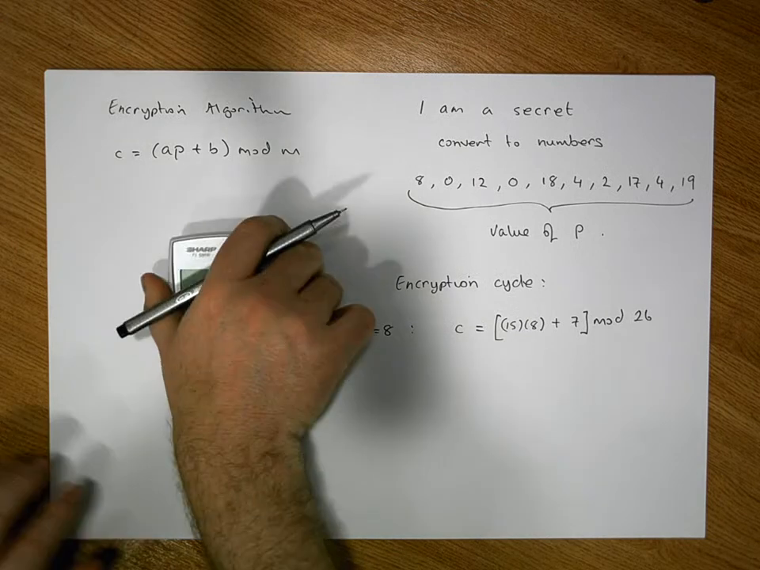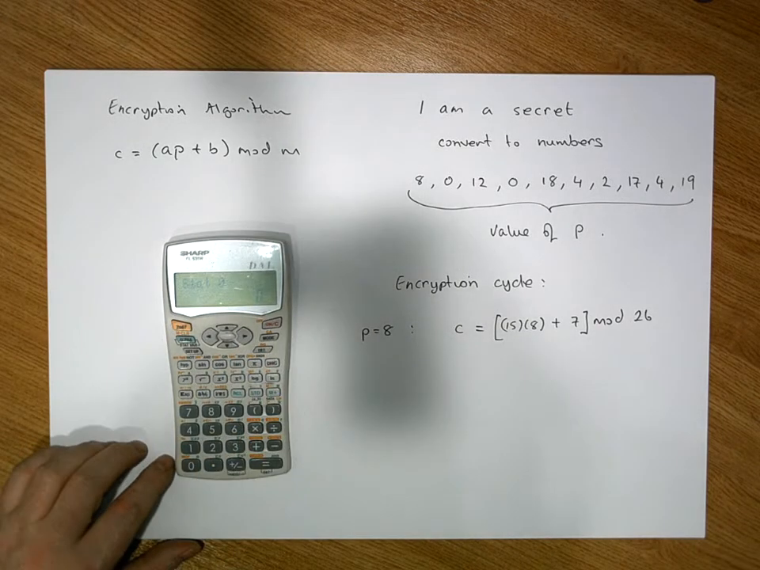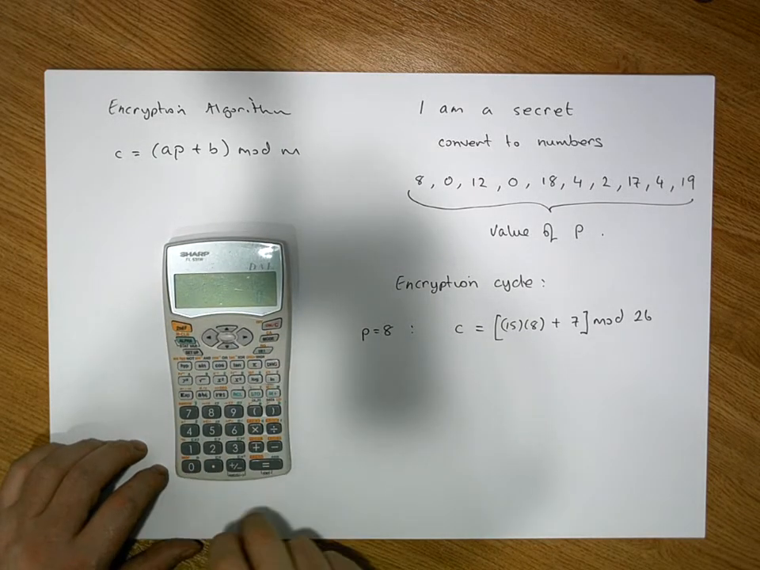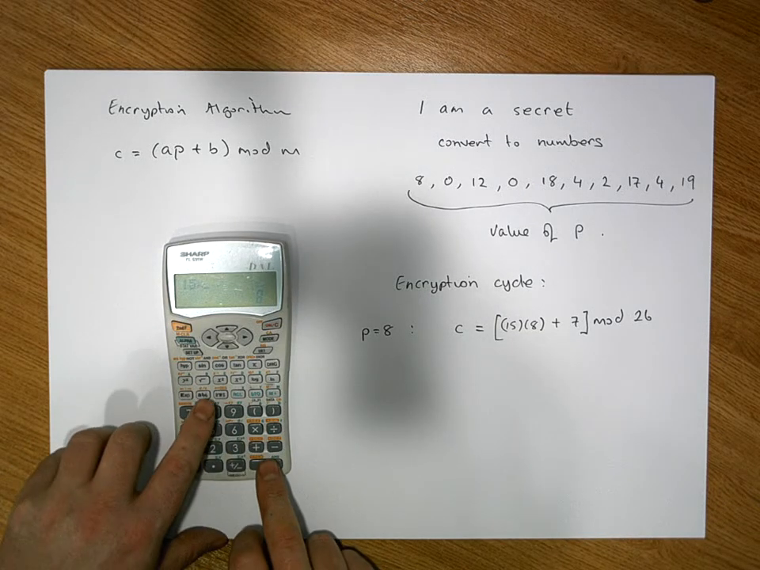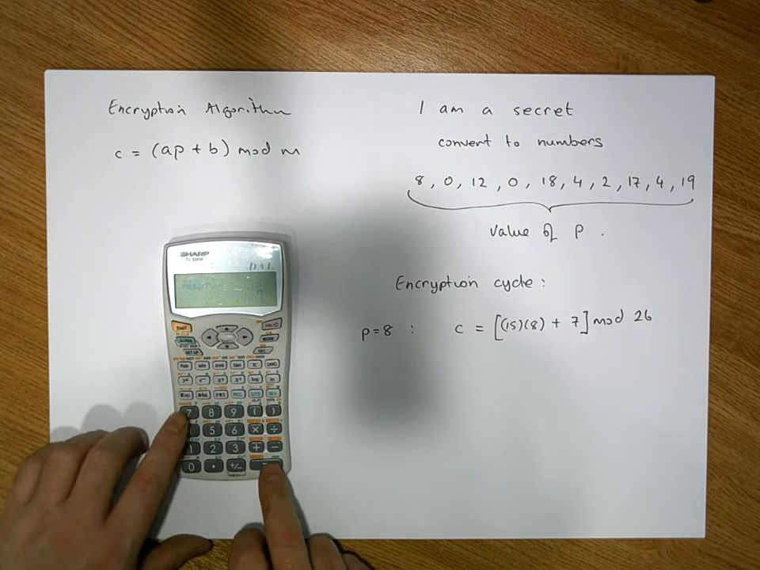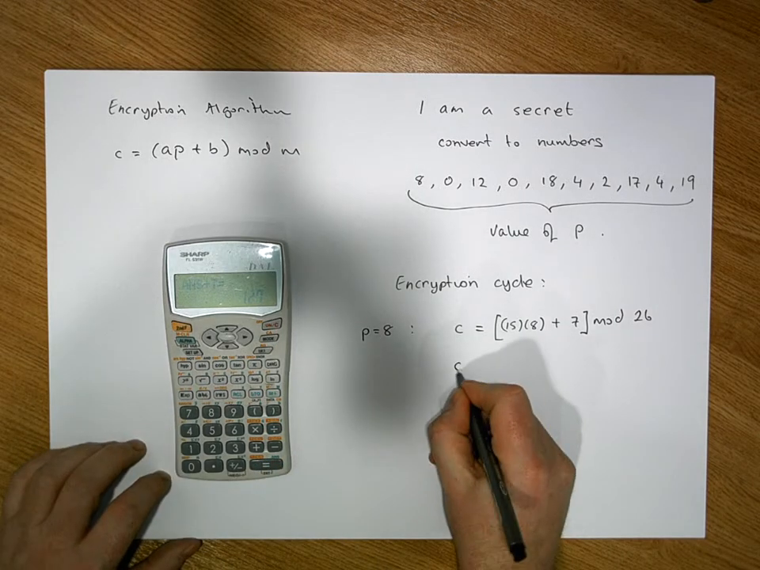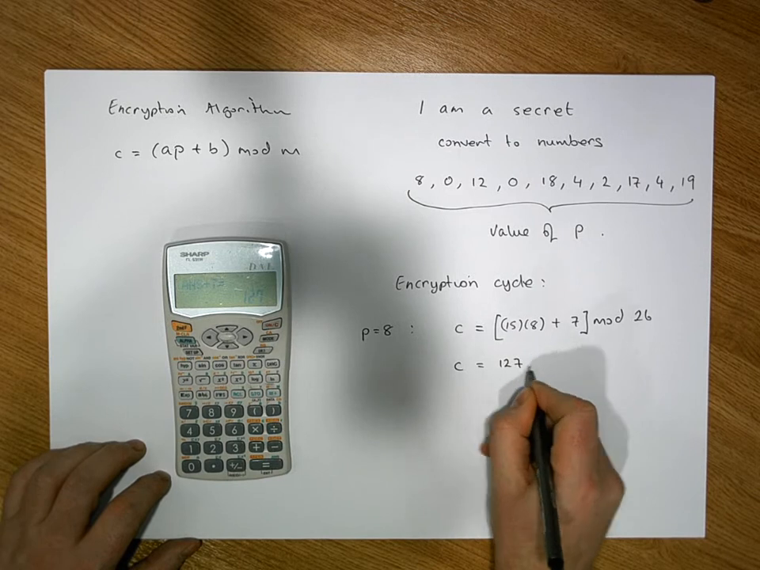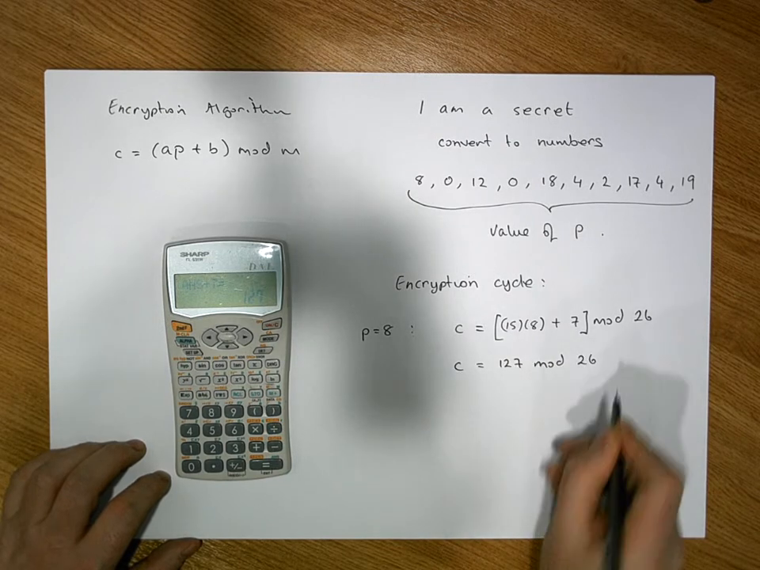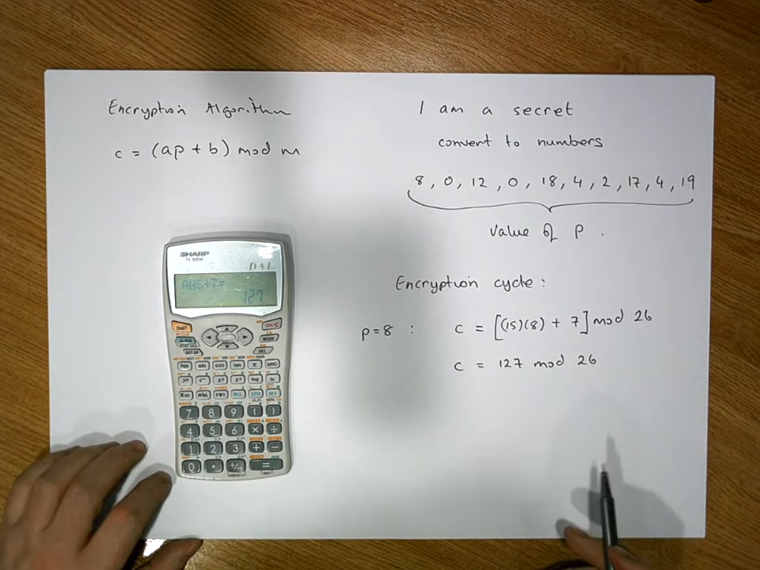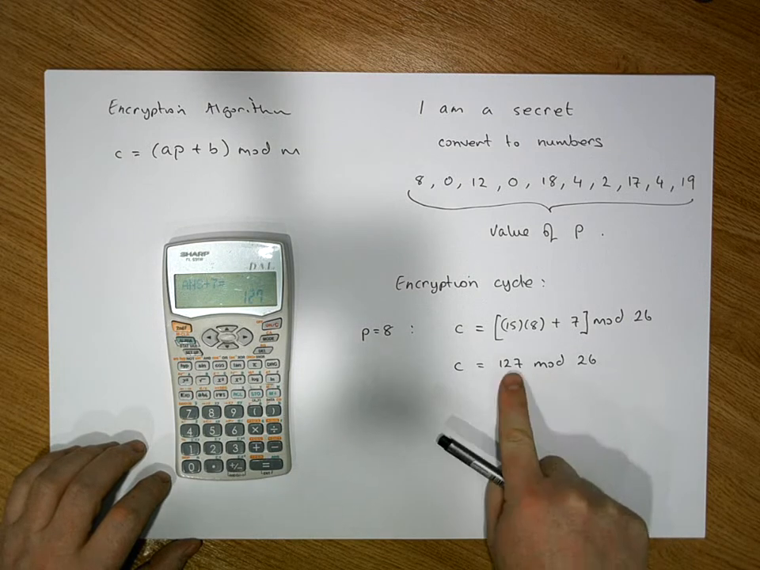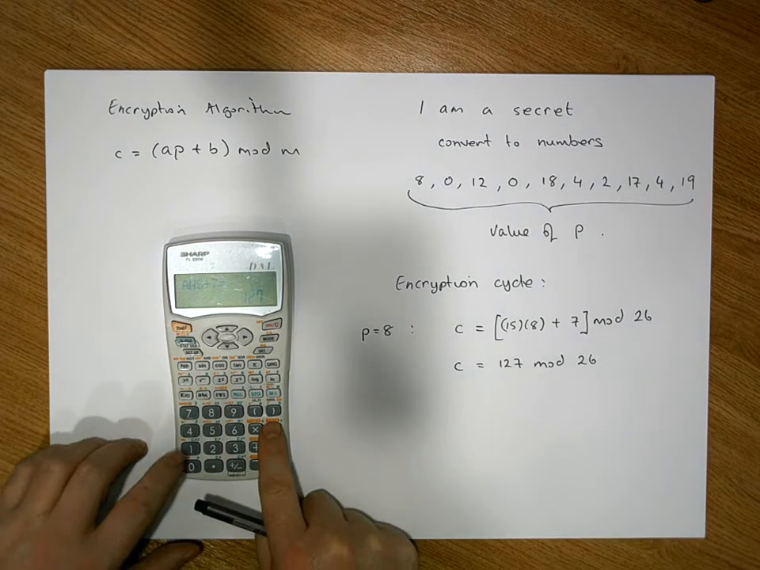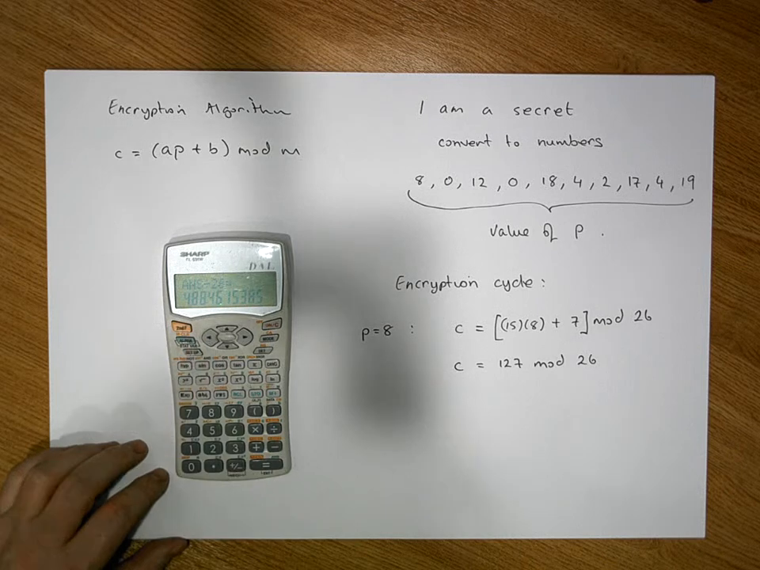I'm just going to turn on my calculator here, mode 0. There we go. Let's do what's inside the brackets. 15 times 8 gives us a value of 120, plus 7 gives us a value of 127. So our ciphertext C is 127 modulo 26. The question we're asking is, after I divide 26 into 127, what's left over? How many times does 26 go into 127? It goes in roughly 4 times.